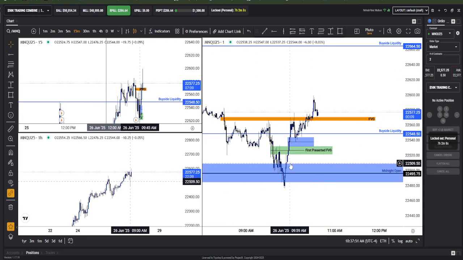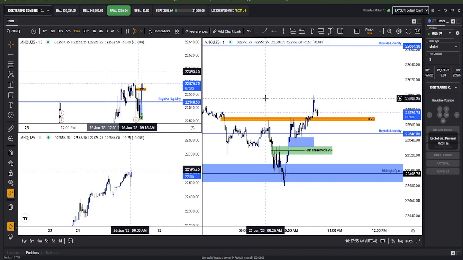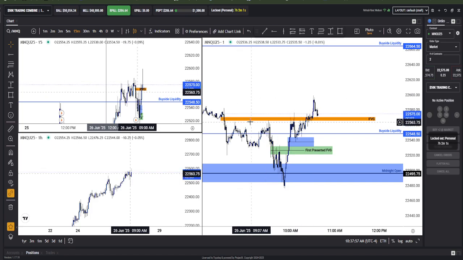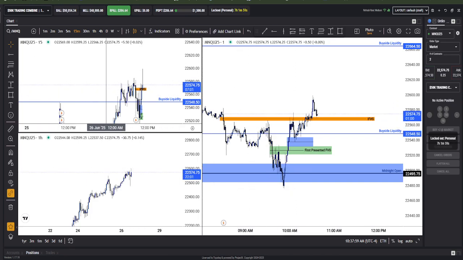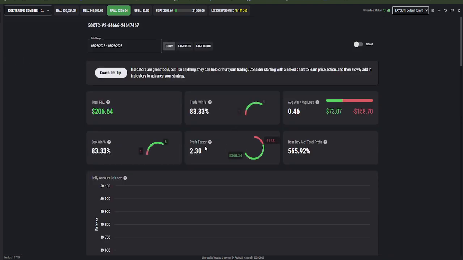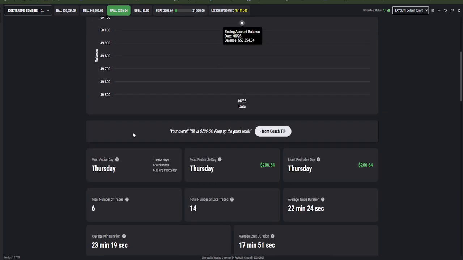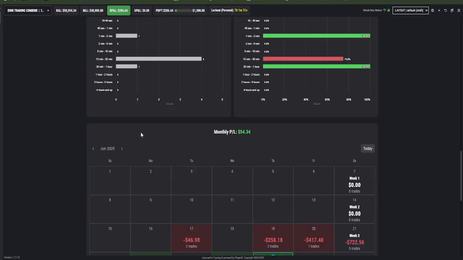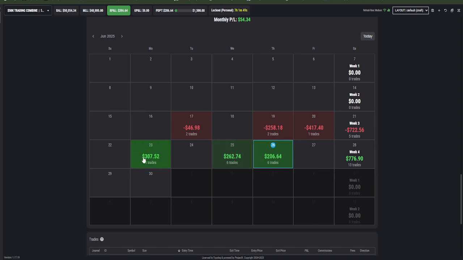Whenever there's better price action, we should get something better. I think next week could be better. So today I count as a win. Let's go to performance stats. So we made back the losses that we took last week. So this is good. 1, 2. All right.